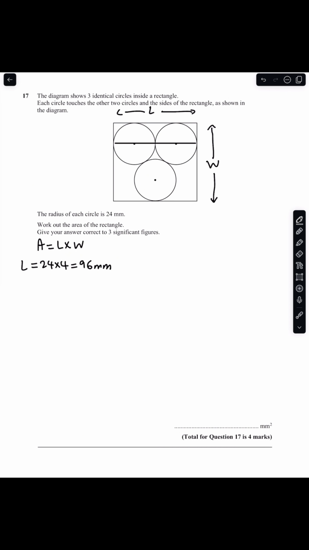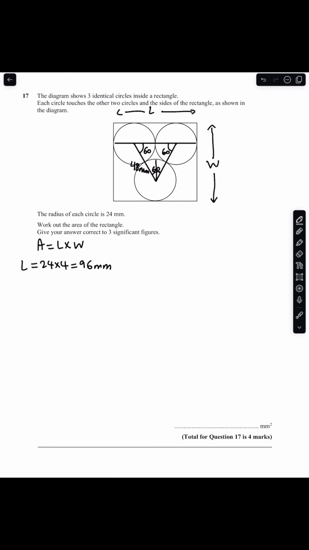And in order to work out the width, I'm going to need this distance here. So I'm going to draw lines connecting the centers of each circle. Given that this is 24 and this is 24, and this is also 24 and this is 24, and this is 24 and this is 24, this is an equilateral triangle. That means that this angle here is 60 degrees, this angle 60, and this angle here is also 60. So I know that this length here is 48 millimeters.